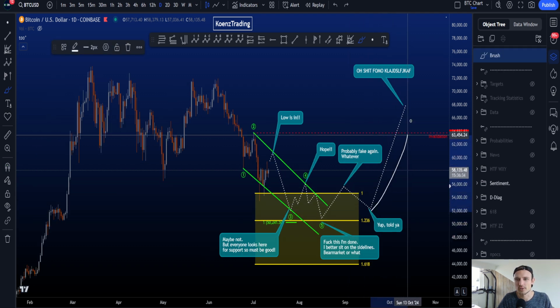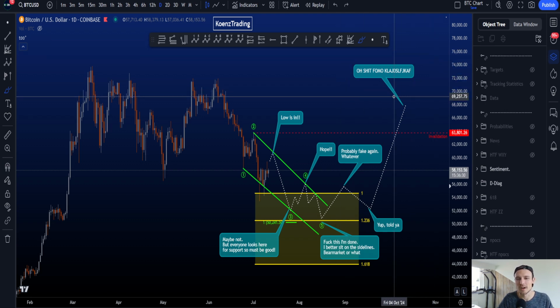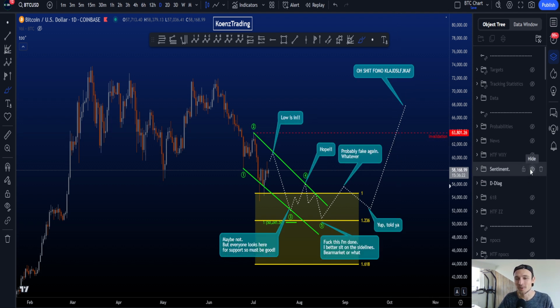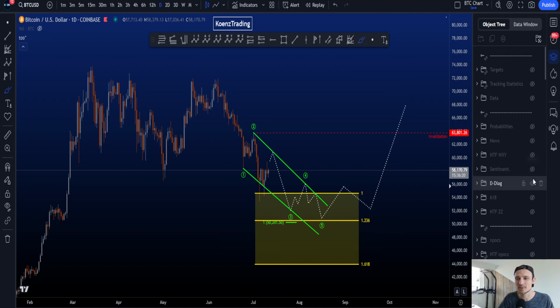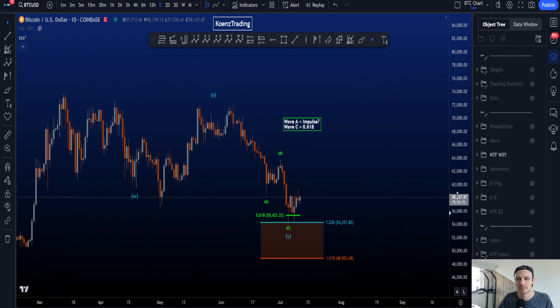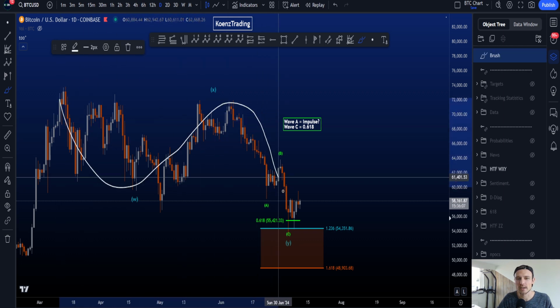But then you get your wave 3 and then you get, oh shit, FOMO. Fuck, I'm missing out. I need to buy. And then we continue towards the upside. So from a sentiment perspective, this diagonal is really nice and definitely one that I'm going to keep in my folders here in TradingView.